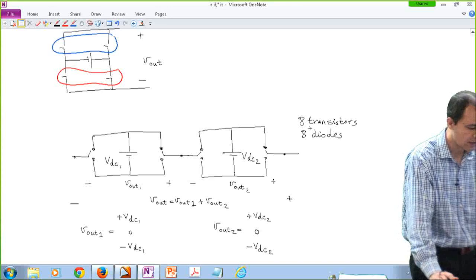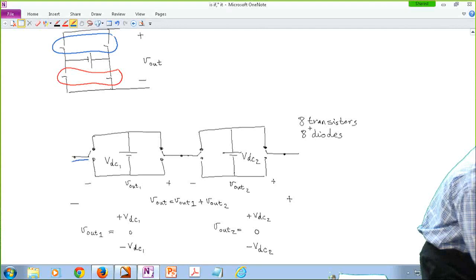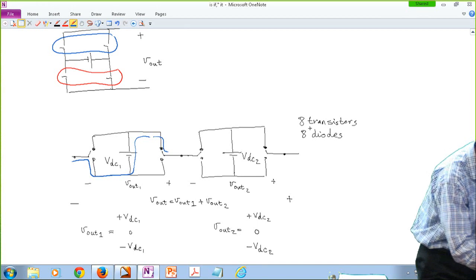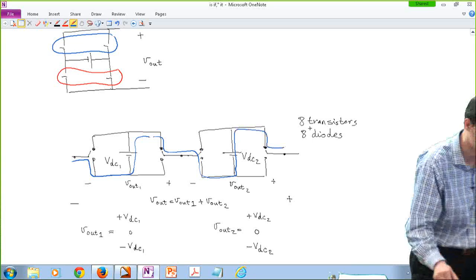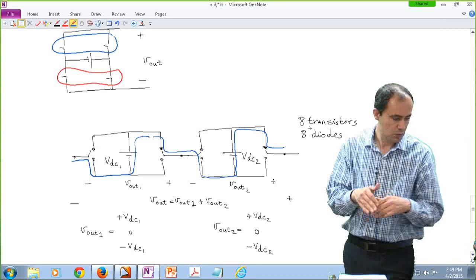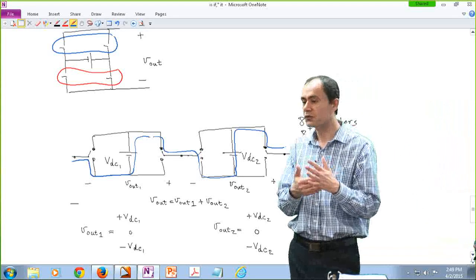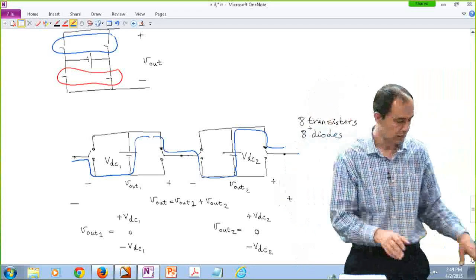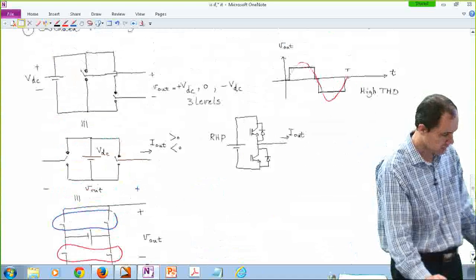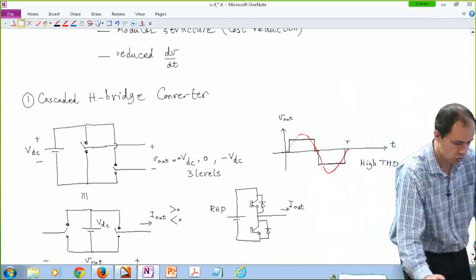For instance, let's say you want an output voltage of VDC1 plus VDC2. You close this switch, then you close this one. So this gives you VDC1. Then you close this one, and then you close this one. So this gives you VDC1 plus VDC2, but you can see that the current has to flow through 4 different switches. Each switch represents some conduction loss, so overall your conduction loss is at least twice as much as before, where the electric current only had to flow through 2 switches.